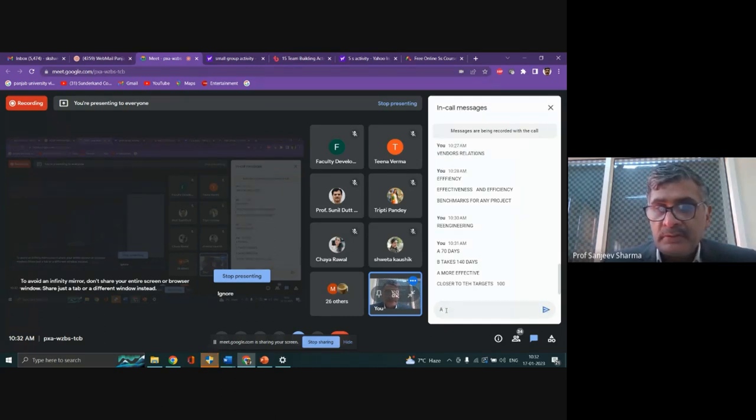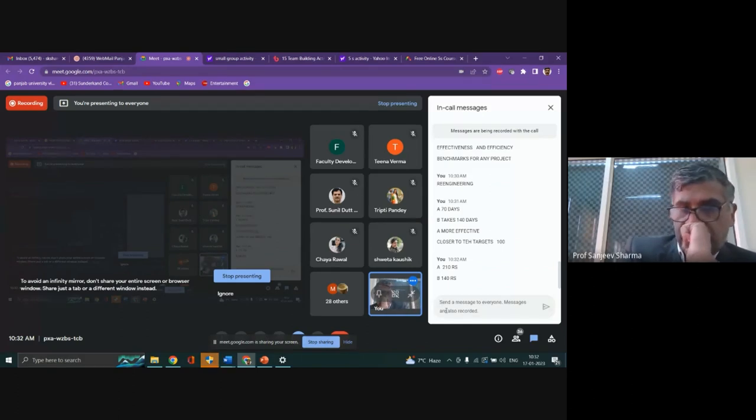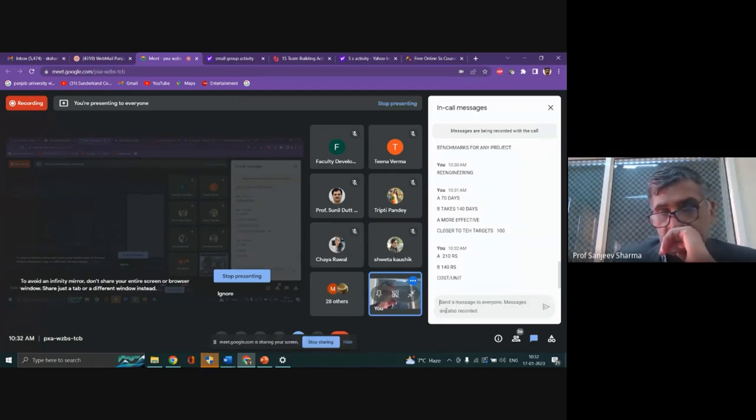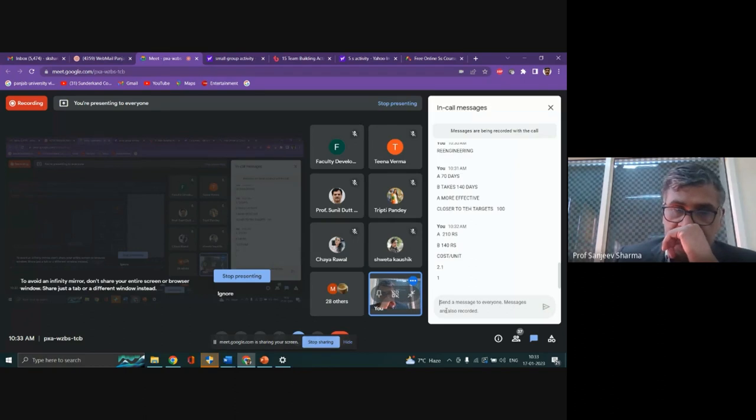A team spent 210 rupees to complete the project. B team spent 140 rupees to complete the project. Understood? So what is the cost per unit? The first case, it is 2.1. In the second case, it is 1.